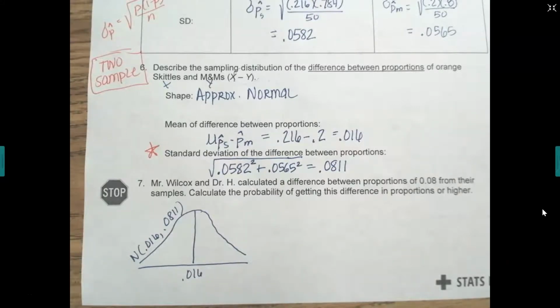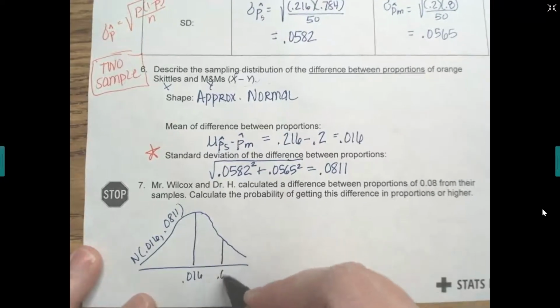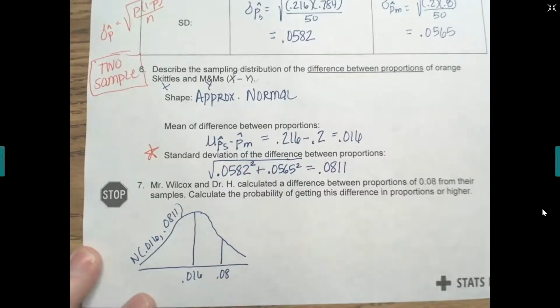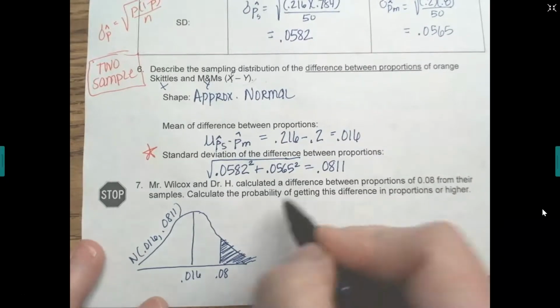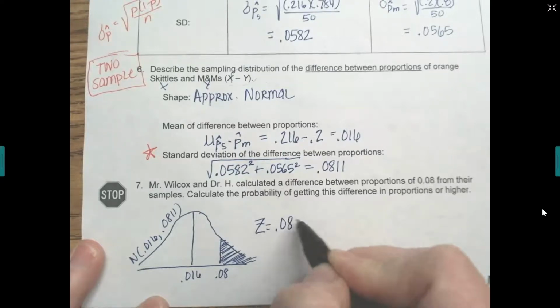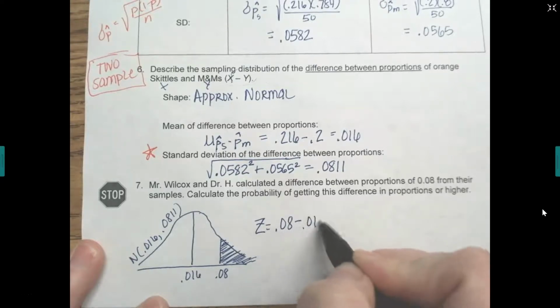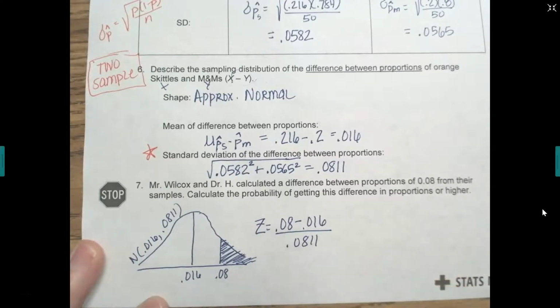Okay, and so on the front we had a proportion difference of 0.08. I want to know how unusual is that. 0.08 is right here, and or higher, because it's or more extreme from the mean. Okay, and since we're on the right, we're going to go up. So my z-score is the score of interest minus the mean divided by the standard deviation.